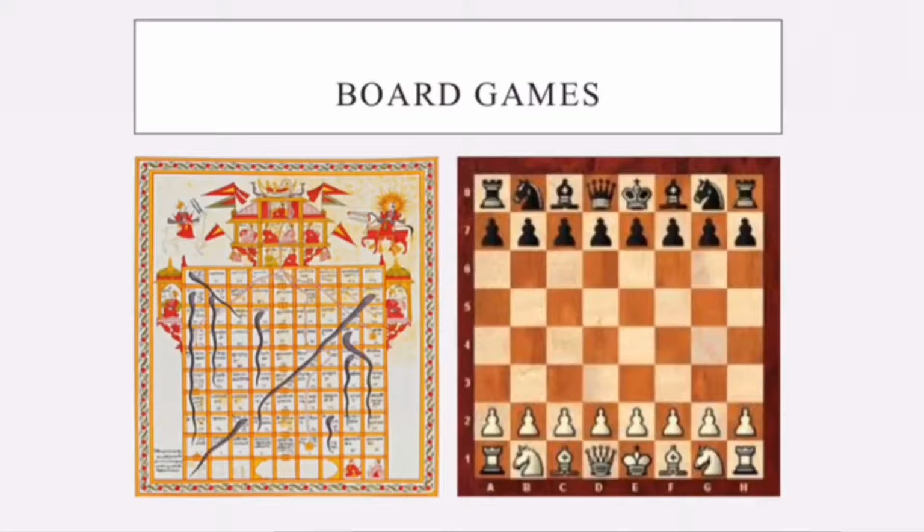Moving on to board games, examples are snakes and ladders and also chess. Chess, also known as the game of kings, is believed to have originated from India, and it was originally called Chaturanga. More recent inventions after board games are card games.